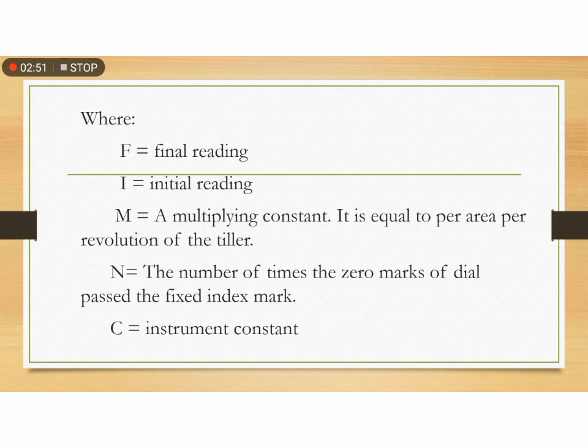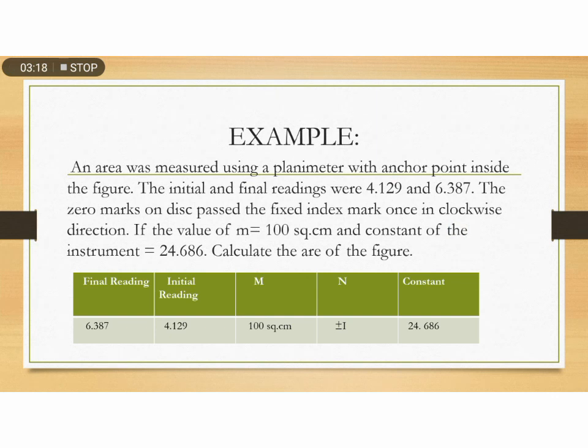So where F is the final reading, I is the initial reading, M is a multiplying constant equal to the area per revolution of the tracing wheel, and N equals the number of times the zero mark of the dial passes the fixed index mark. C is the instrument's constant.